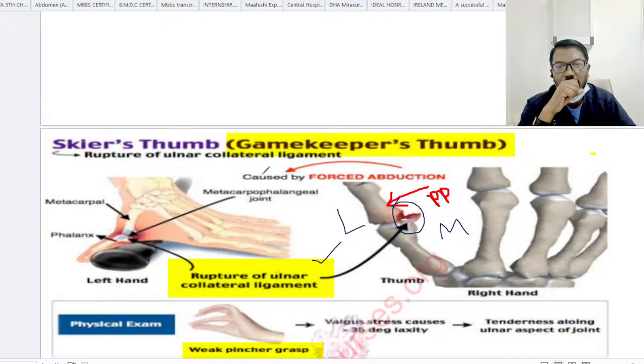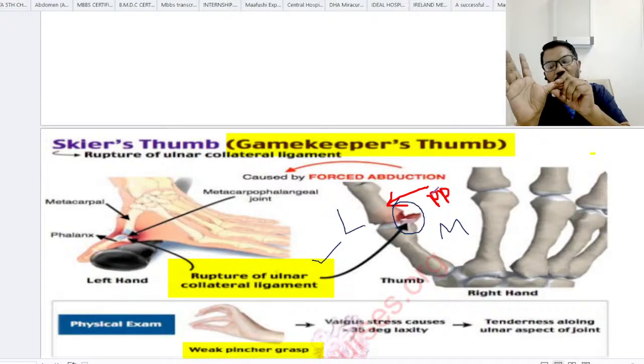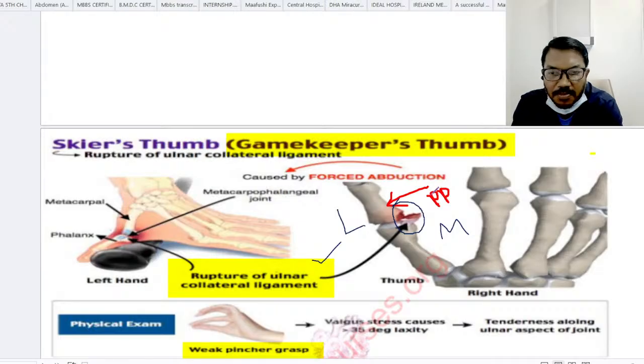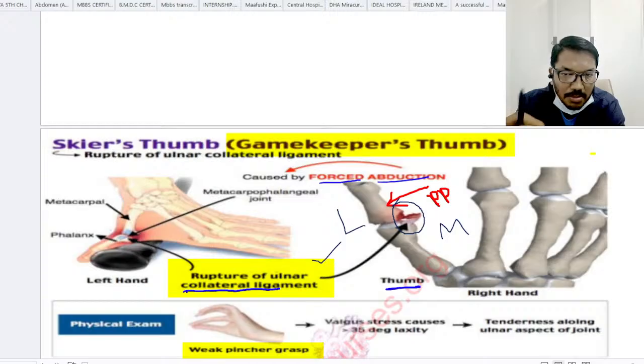Pierce thumb or gamekeeper's thumb. When there is hyperextension of the thumb. Okay. Rupture of the ulnar collateral ligament. Thumb, when there is hyperextension caused by forced abduction, then there will be rupture of the ulnar collateral ligament.